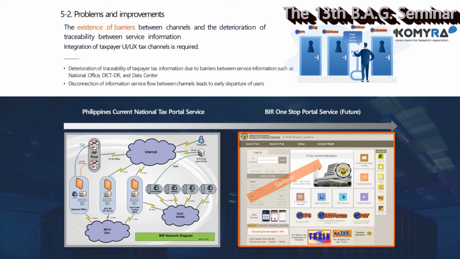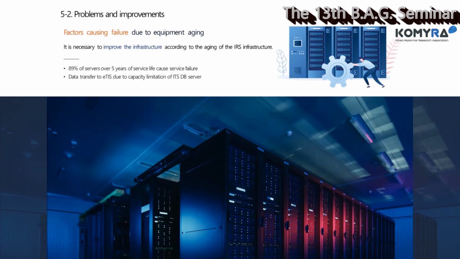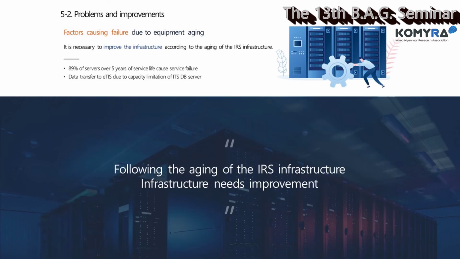There are also barriers between channels. The disconnection of the information service flow between channels leads to early departure of users. So we will provide an electronic tax invoice portal site that can be used by many people. Also, BIR needs to improve its infrastructure because it is aging. So we will replace some aged equipment to ensure smooth service.